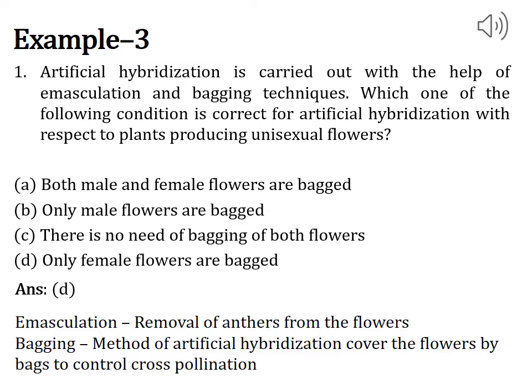Before we answer this one, you should know the definitions of emasculation and bagging. Emasculation is nothing but removal of anthers from the flower. Bagging is a method of artificial hybridization that covers the flowers with bags for controlled cross-pollination. So in the case of unisexual flowers, we should bag either male or female. If we cover the male flowers, it can't work, because male flowers are responsible for the fusion and the embryo development after the gamete fusion.